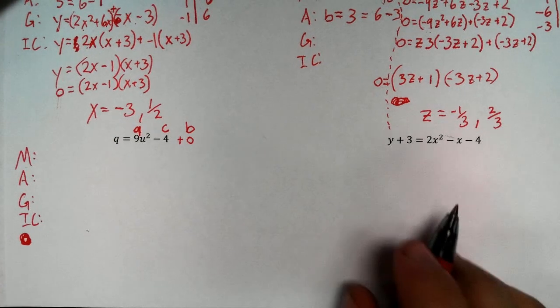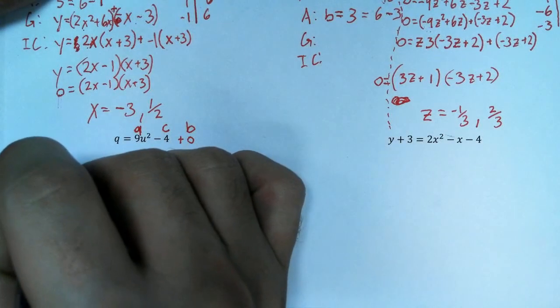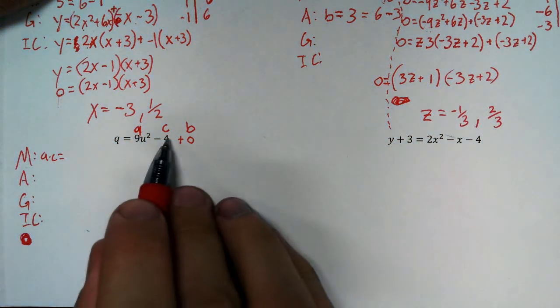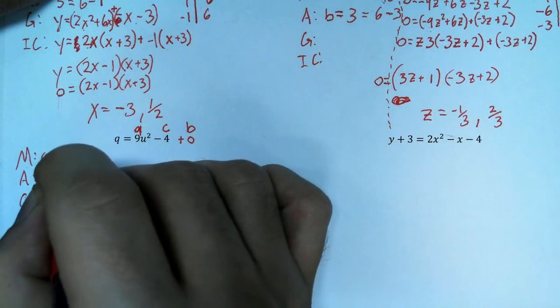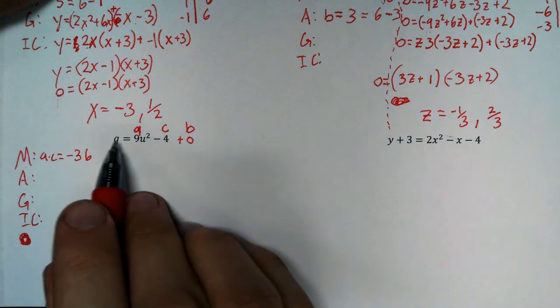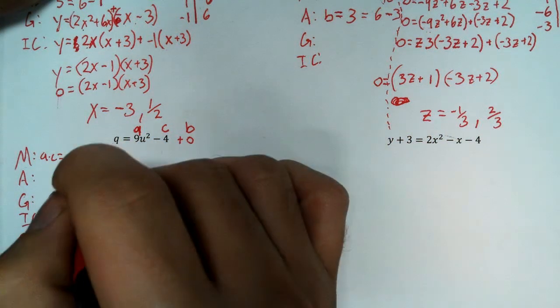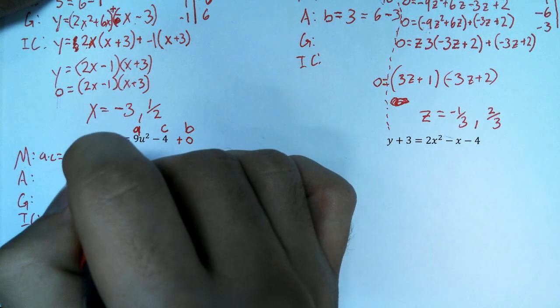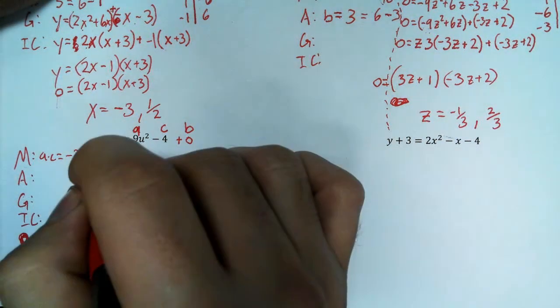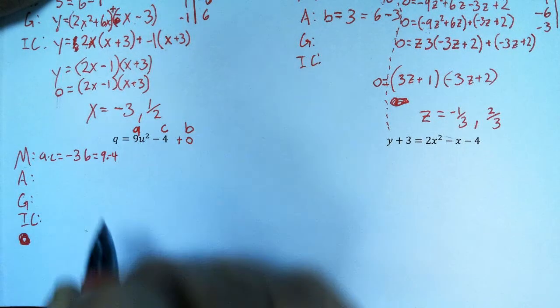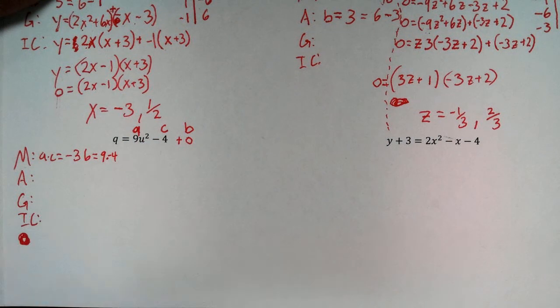Okay, so now let's go ahead. We're going to multiply A times C. A times C, well, that's just going to be negative 36. 9 times negative 4, and actually let me go ahead and write that out just to show you what's going on. 9 times negative 4 equals negative 36.